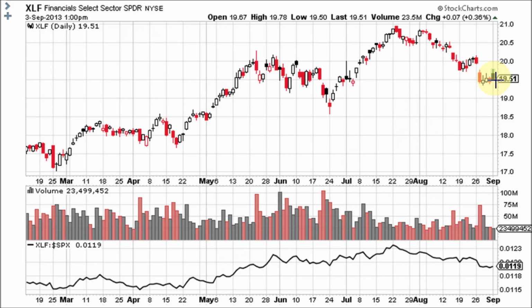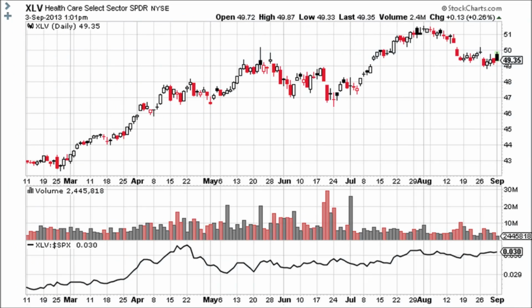So this looks very similar, but through this entire period, the overall trend for the financials is to underperform the S&P 500. Now for XLV, which is the healthcare sector. And again, it's looking very strong right here. Holding up well. If it breaks above resistance here, that would be very bullish for the sector.